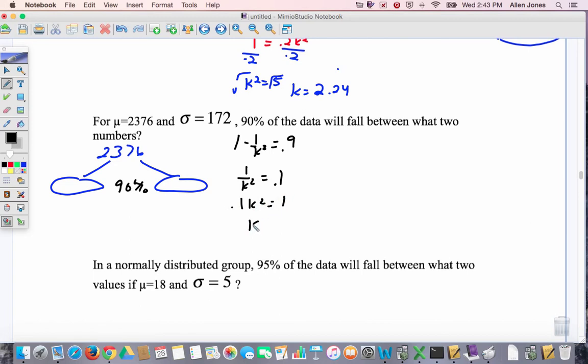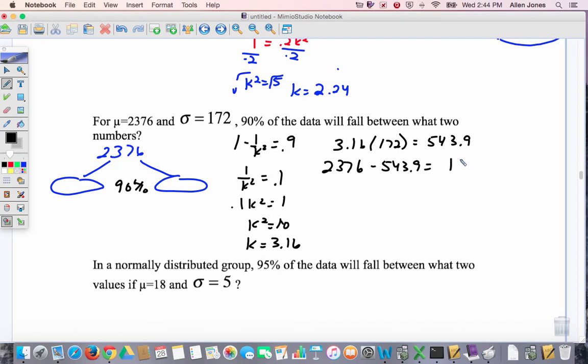So I'm going to zip through this a little bit quicker this time. 1 over k squared equals 0.1 when I subtract 1 from both sides. 0.1 k squared equals 1. k squared equals 10. And k equals about 3.16. So 3.16 is our k, how many standard deviations we are away. To find out how far, we take 3.16 times the standard deviation of 172, and that gets me 543.9. That's how far I want to be away from 2376.